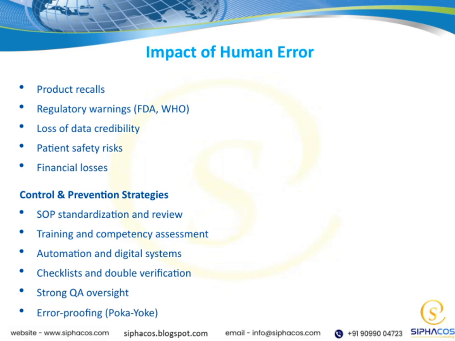Strong quality assurance oversight is essential to monitor and improve our processes continually. Lastly, error-proofing techniques like Poka-yoke are designed to make mistakes impossible or easily detectable. By implementing these strategies, we create a safer, more reliable environment, which supports our overall goal of delivering quality and safe products.